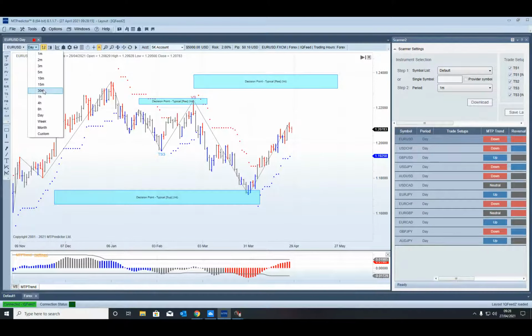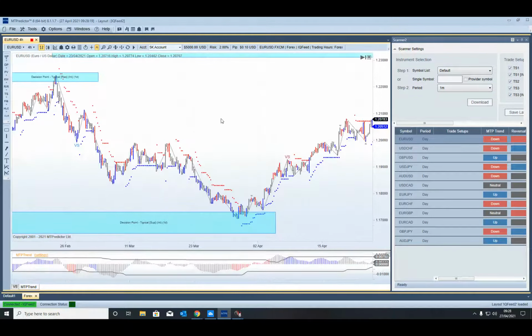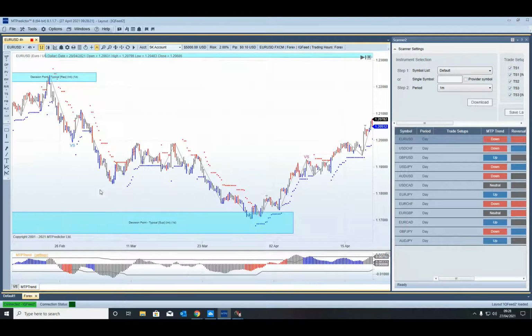We now come down to a shorter time frame, in this case, say a 4-hourly one. This is when you can confirm with the MTP trend. So this is when we're looking for sell setups on the way down there.